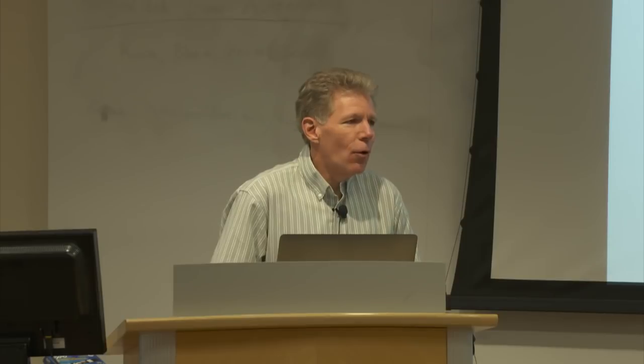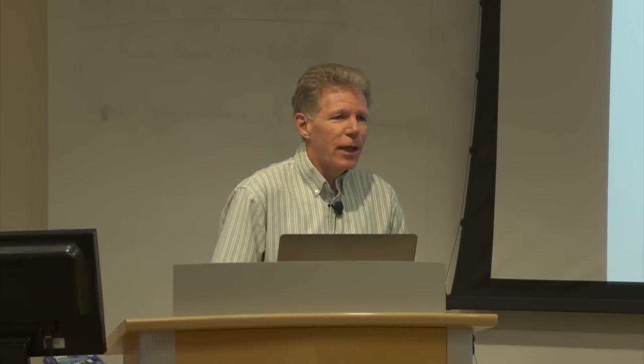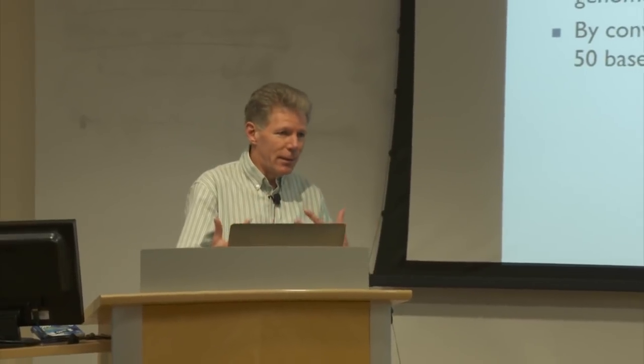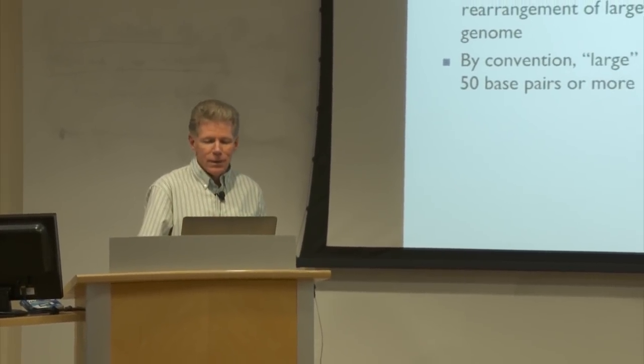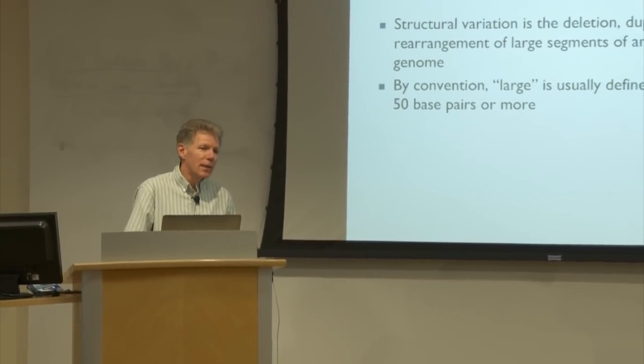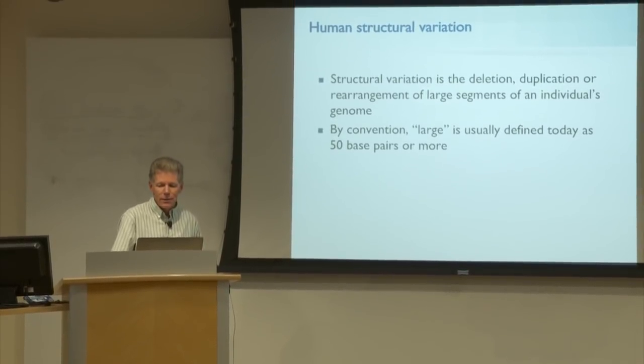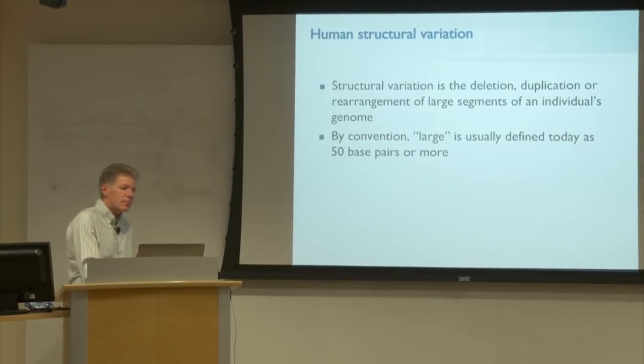So just to level set in terms of definition, structural variation is really the deletion or duplication or rearrangement of large segments of an individual's genome. And over time, the definition of large has actually changed, although as a practical matter today, we set an arbitrary cutoff of 50 base pairs. Things below 50 base pairs are usually things that you'll see registered in dbSNP. dbSNP doesn't like things larger than 50 base pairs, and in the era of sequencing, we've taken 50 base pairs as the cutoff for where we arbitrarily decide things fall into the realm of structural variation.